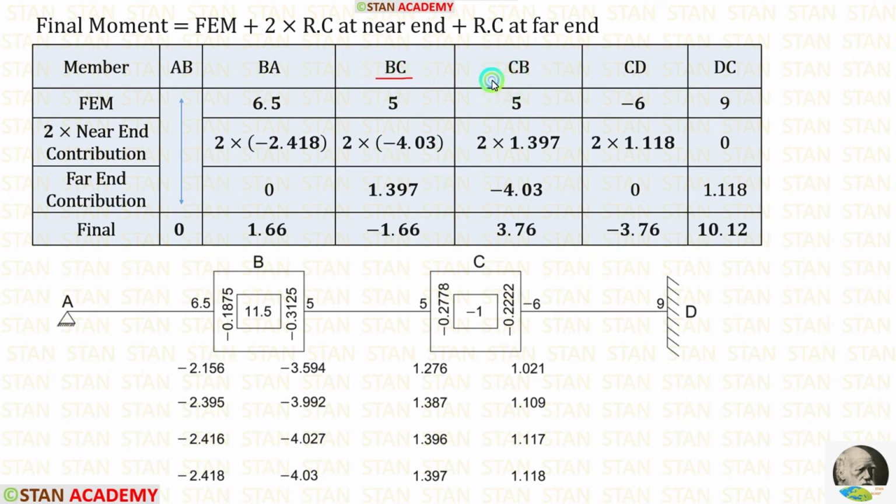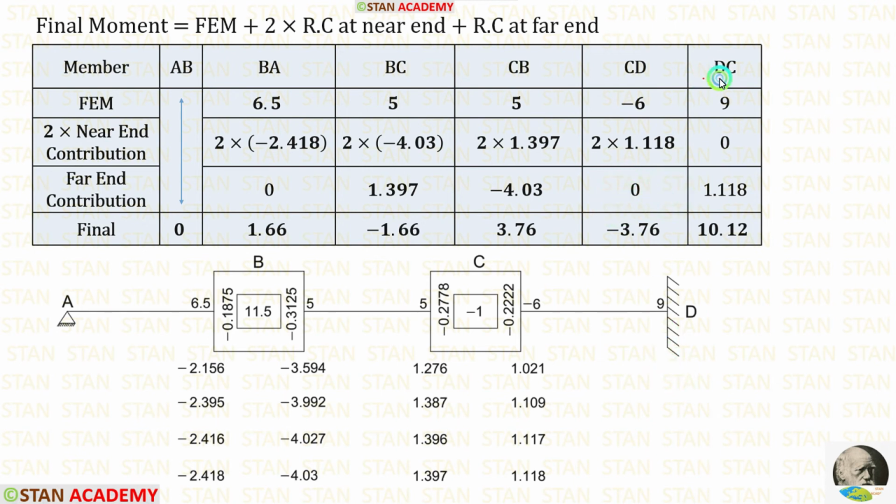For BC, the far end is CB. In CB, the contribution is 1.397. For CB, the near end contribution is 1.397. So 2 into 1.397. For CB, the far end is BC. In BC, the contribution is minus 4.03. For CD, the near end contribution is 1.118. So 2 into 1.118. For CD, the far end is DC. In DC, the contribution is 0.